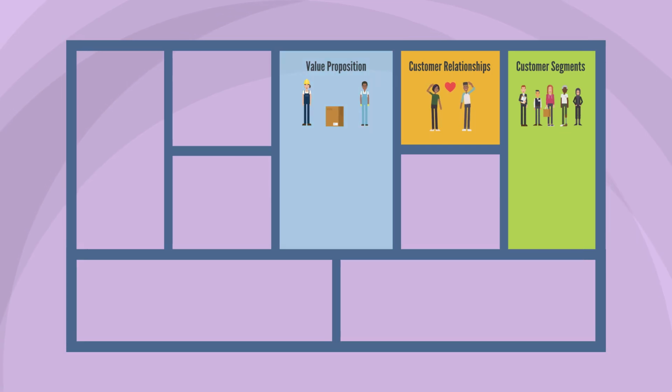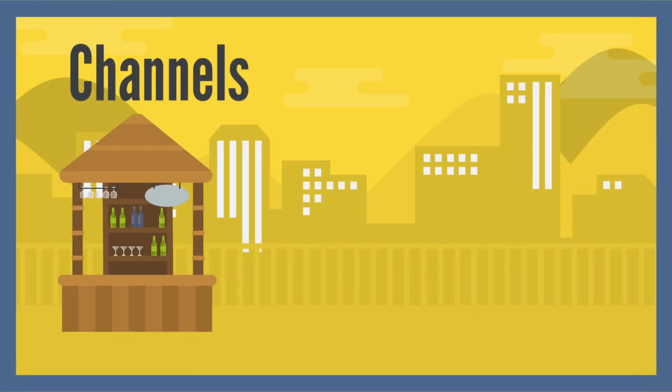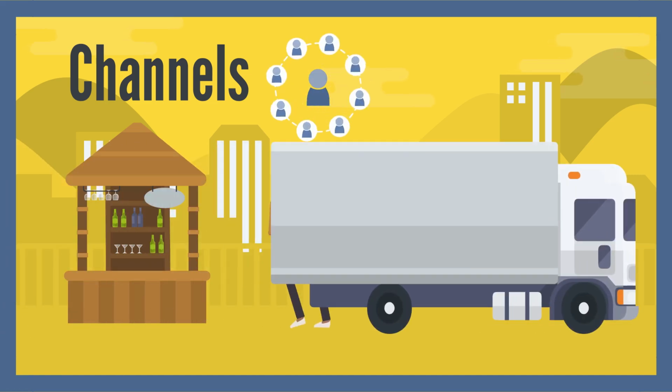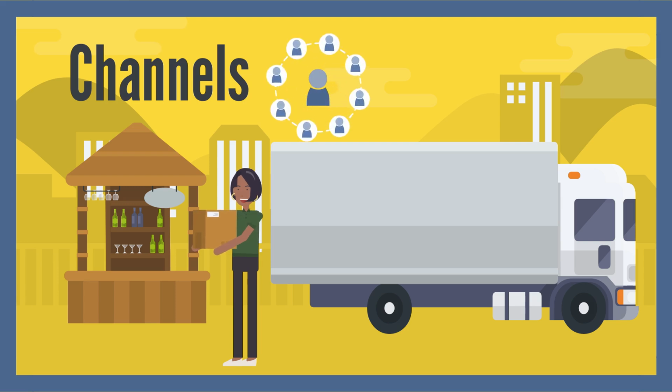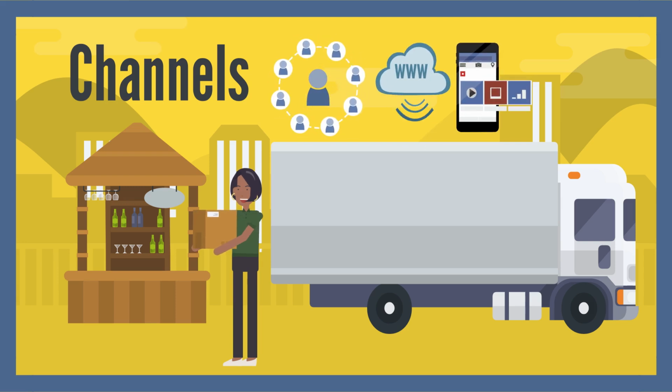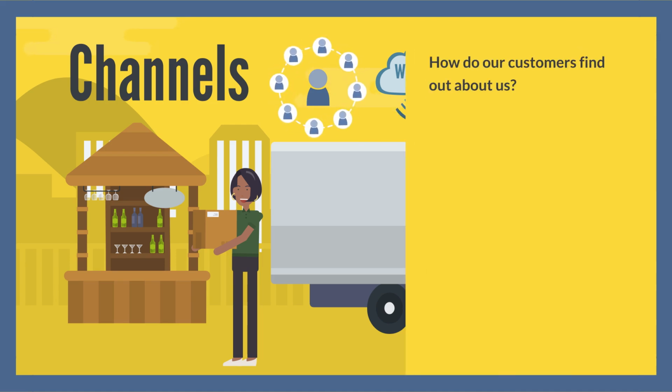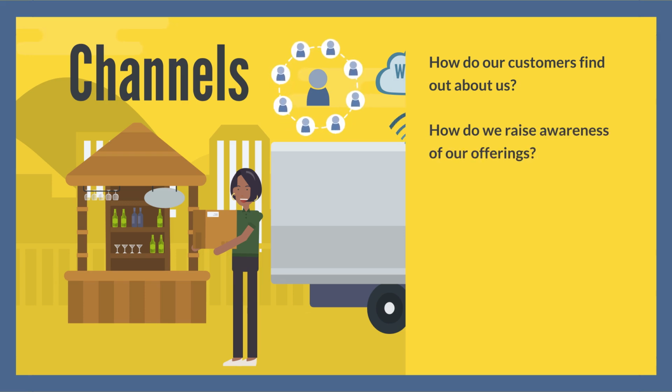The next building block describes how your value proposition is communicated and delivered to your customers. Channels describes the method used to communicate with your customers at each stage of the journey with you. It can include sales teams, call centers, websites, and social media. Questions to ask include: how do your customers find out about you? How do you raise awareness of your offerings and help customers to evaluate them?